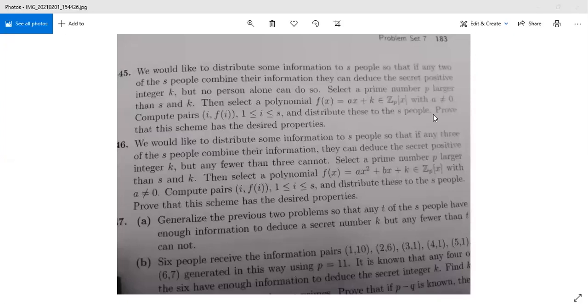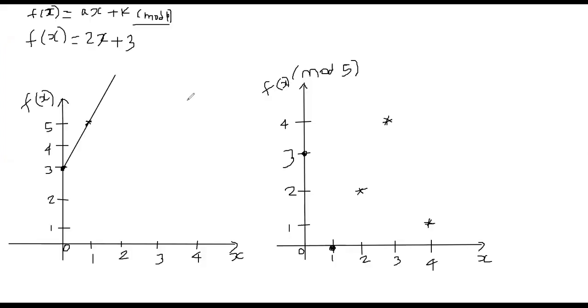Welcome back. In this segment, I want to answer the question, why do we need mod p? What happens if you just do f of x equals ax plus k and forget about doing mod p? So consider this example. F of x is 2x plus 3.